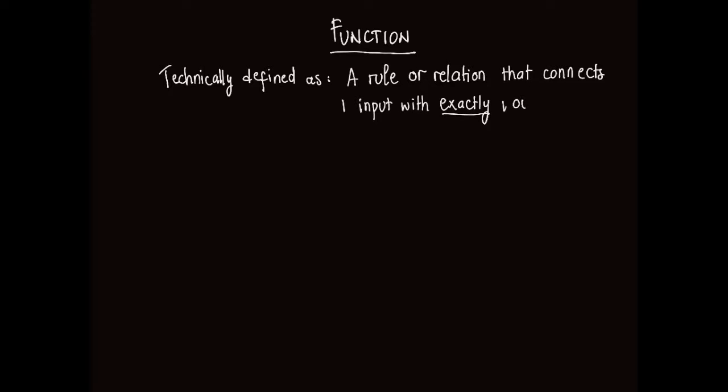However, there is a specific condition for a relationship or a rule to be defined as a function: when one input is connected with exactly one output. So this is an example, a table with x values and then f of x values on the right side.